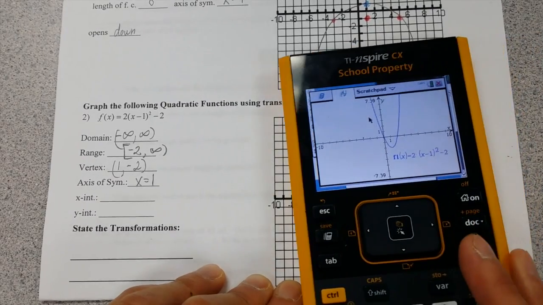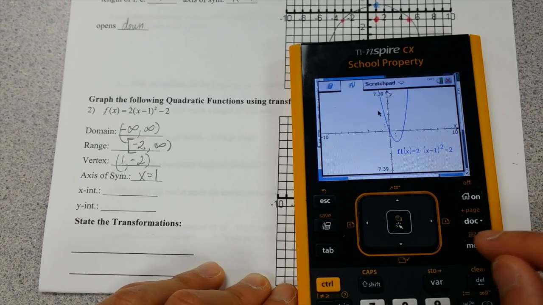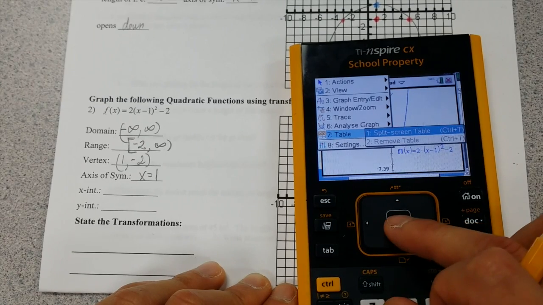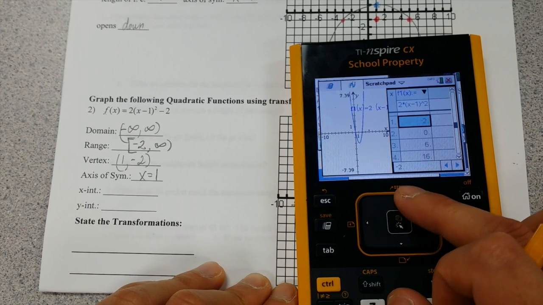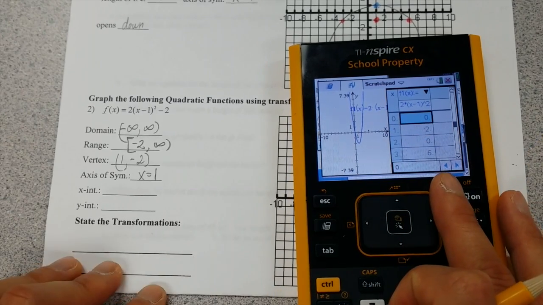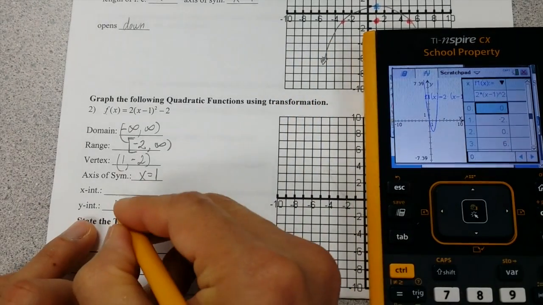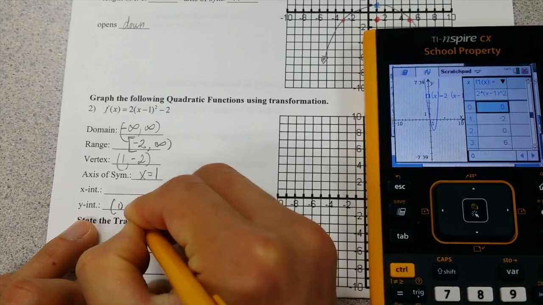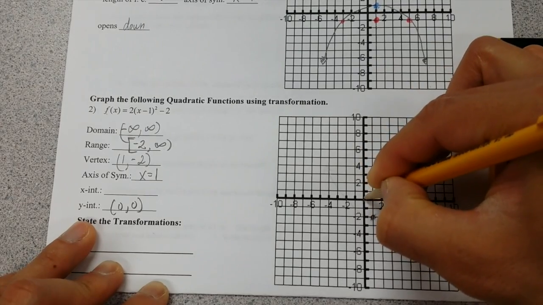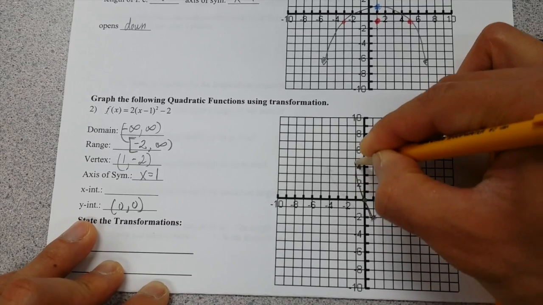To find the y-intercept, you can use the calculator. Go to Menu, scroll down to Table, and Split Screen Table. Find where x is 0. When x is 0, that is your y-intercept. So here, the y-intercept is (0, 0). It just happens to be that when x is 0, y is also 0. Okay?